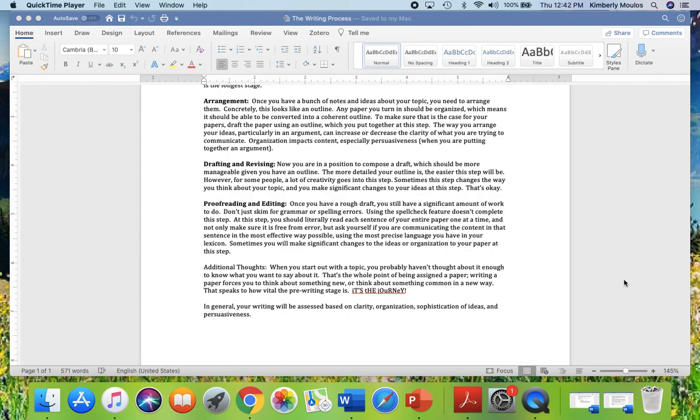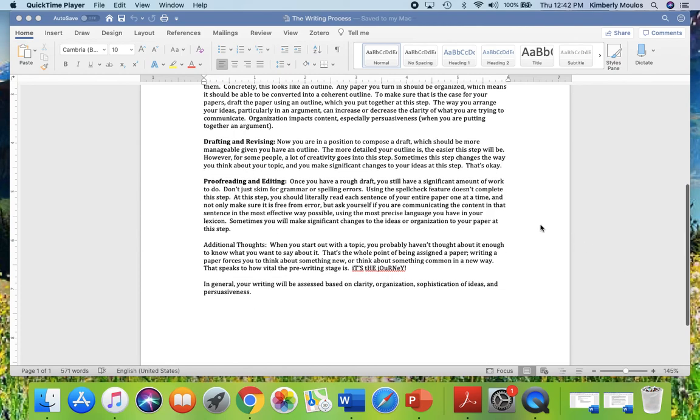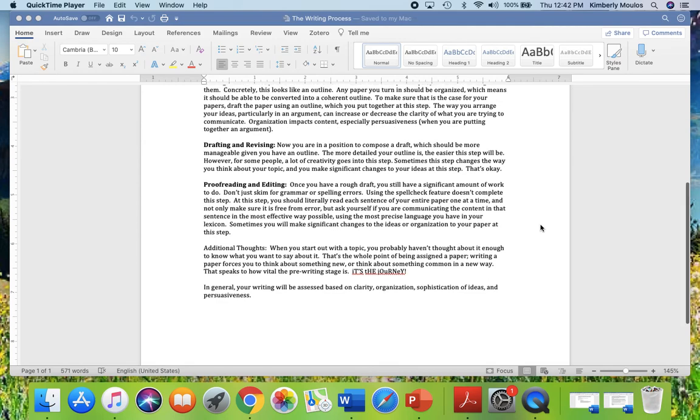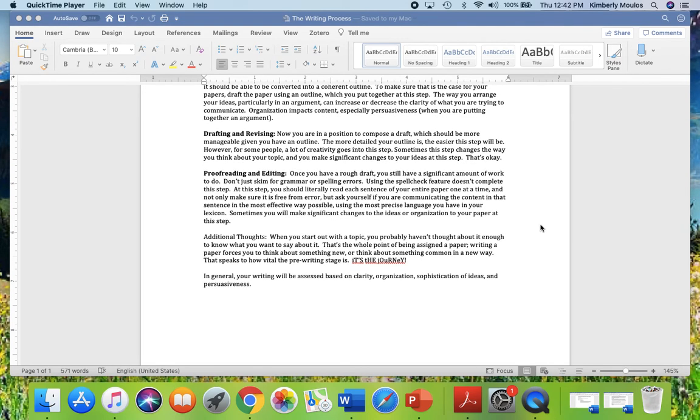It can be a more organic process. It doesn't have to be step one, step two, step three. Things can switch around and be in flux throughout moving through these steps. And then the fourth step, proofreading and editing.